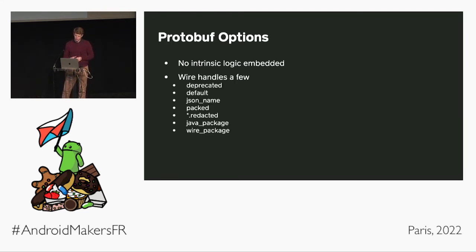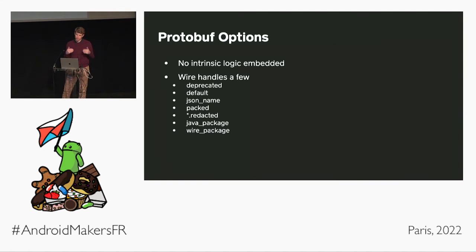There are a few exceptions as usual. The ones that Wire will act upon: deprecated, where we would add the deprecated annotation. JSON name is used when you do JSON serialization; we would use this name instead of the field name. Java package, Wire package. Wire package is an option that we added for you in the same repo to generate both with Proto and Wire.